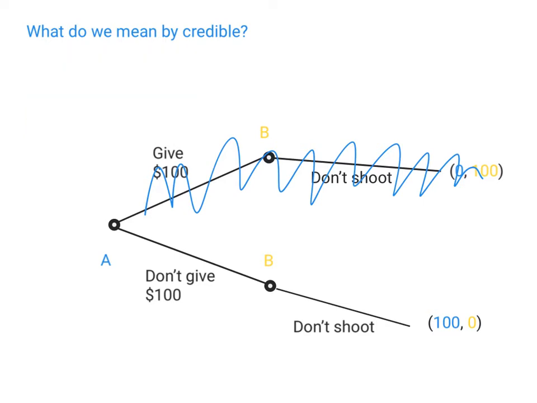The key takeaway here, however, is that when B says, "I'll shoot myself if you don't give me $100," to A, that is an incredible threat. If B actually got to make that decision, B would choose not to do that.